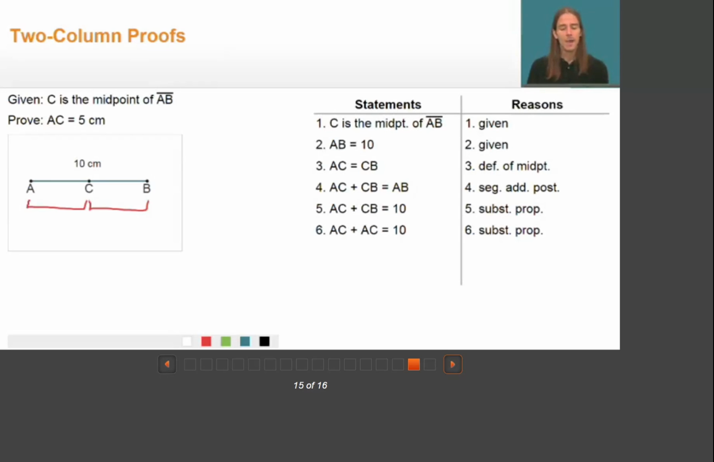Next, I can use the substitution property again. I'm going to substitute in AC for CB in step 5, and I'm taking the fact that I can do that from step 3 and also the substitution property. Now I can combine like terms. I can add AC together twice and get 2 times AC equals 10. Now all I have to do is divide both sides of that equation by 2. When I do that, I get that AC is equal to 5. Our justification for that step is the division property. This is precisely what we were asked to prove, and so now our proof is complete.